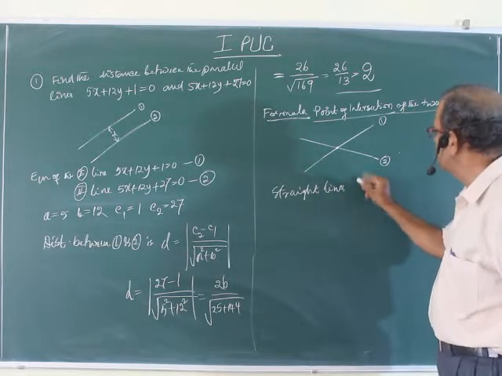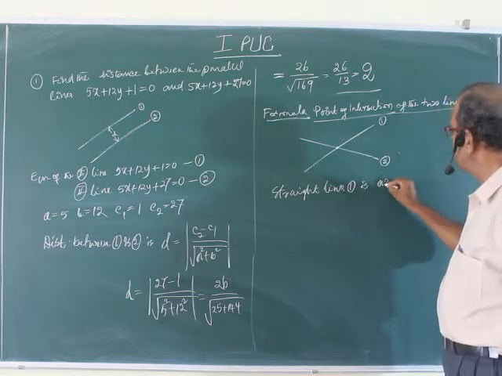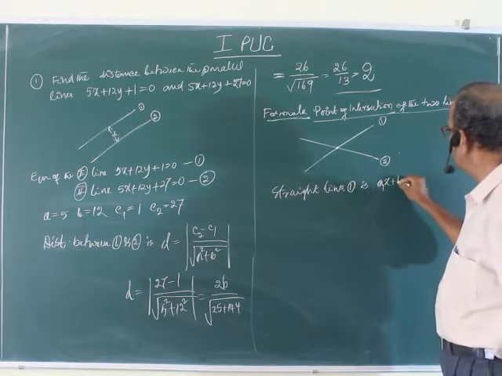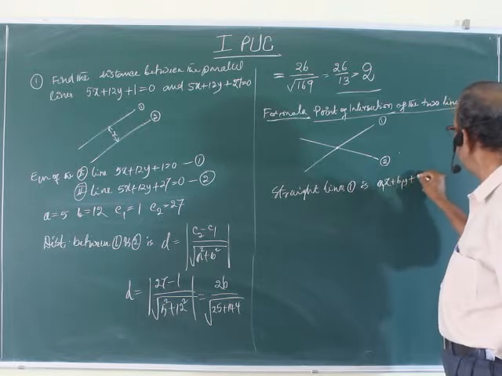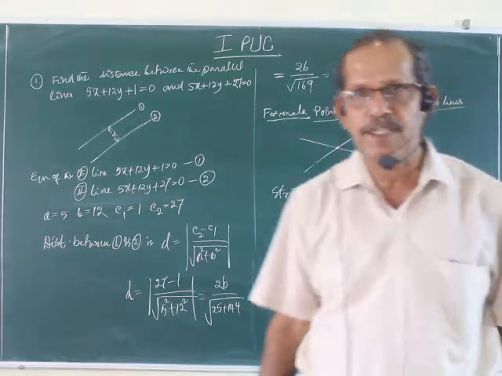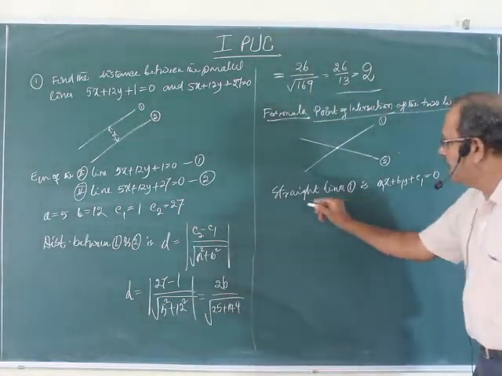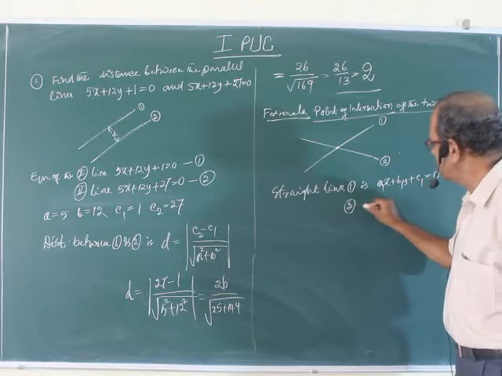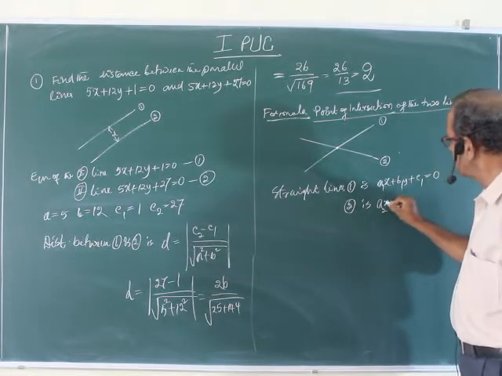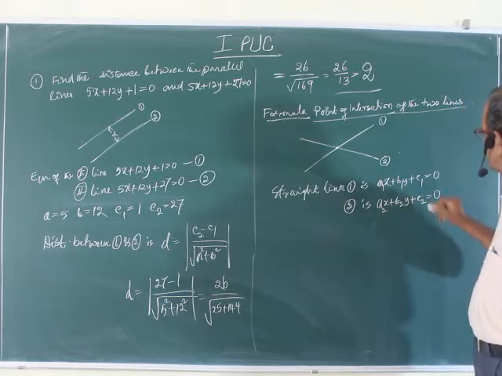Straight lines, one is, let me write the equation, a1x plus b1y plus c1 equal to 0. Because I have to write one more equation, no? So I have taken a1, b1, c1. 2 is a2x plus b2y plus c2 equal to 0.